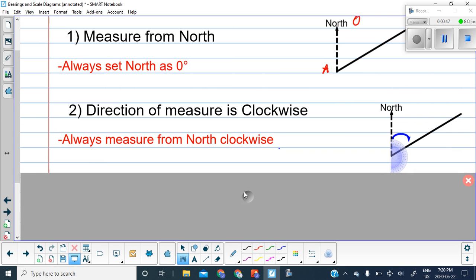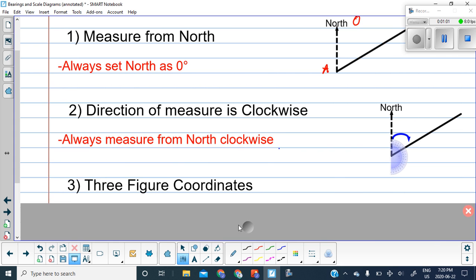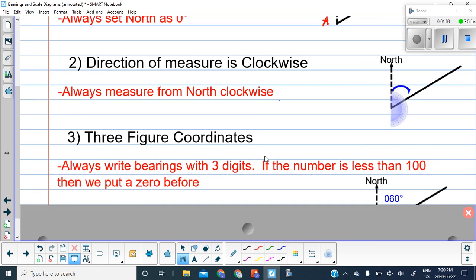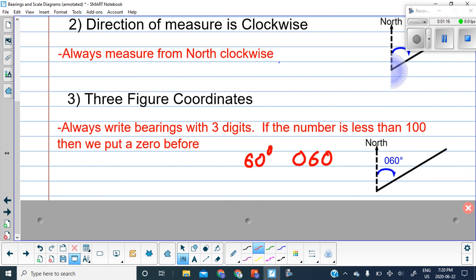So from that north spot, like I said, you put your protractor on there, and you'll measure it to that line and get a degree. If you're calculating, that's just setting your 0 point up there and then measuring clockwise around. And then lastly, the three-figure coordinates. For the most part, this will not affect you if your numbers are greater than 100, but if we have an angle such as 60 degrees, the bearing we write is simply 060. I sometimes put it with a degree symbol just to get you used to seeing it.